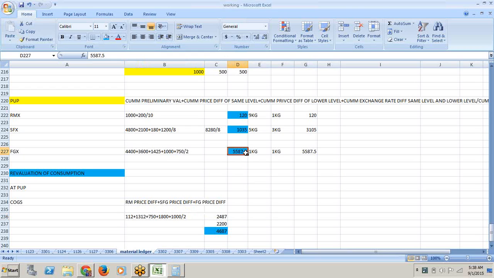This is per kg only, no? The difference only should come. Some difference is there, right? So this is rolled up 112, 1312. From where are these values coming? 1800, okay. This one is okay.